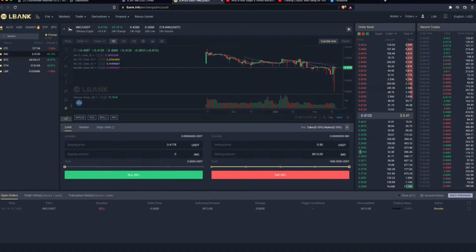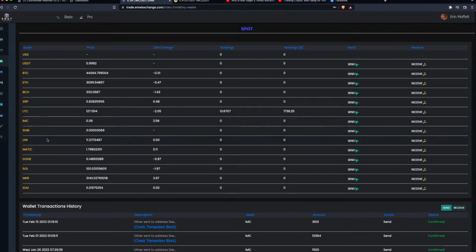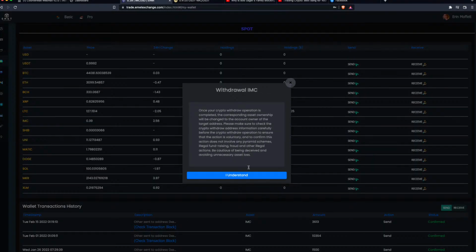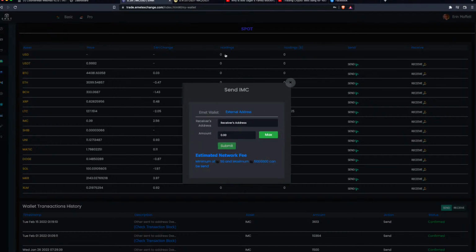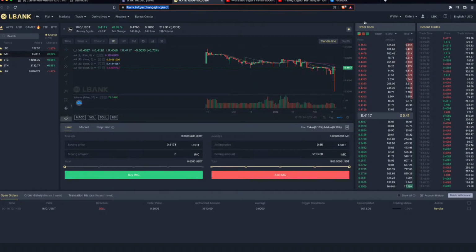You could say, well, I want to sell them over here. Well, you can if you want to. What you'd have to do is send them. So you go back to EMET and you click the send and then you say, okay, I understand. And you get the address from LBank. So just like we had to get the address from EMET to send to from World Crypto Life, we have to go to LBank and get an address.